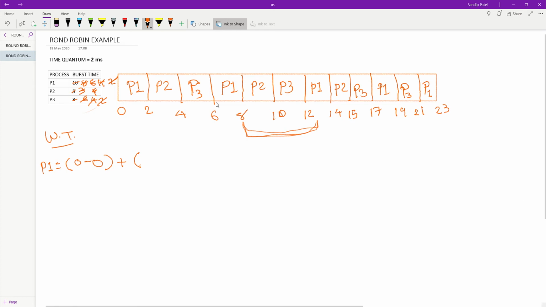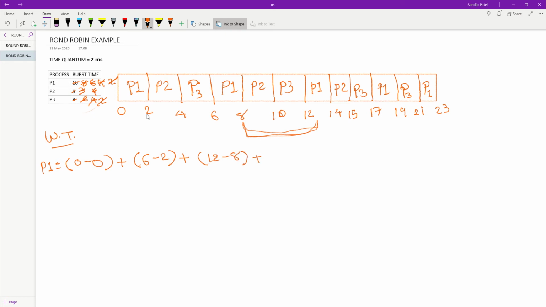Can you see here? It is swap out at 6 and swap in at 2... so we will do the minus operation, 6 millisecond minus 2, that is the waiting time in the ready queue before entering again into the CPU. Now again process P1 swaps out at 8 millisecond and swaps in at 12. So 12 minus 8, that's a waiting time in the ready queue.